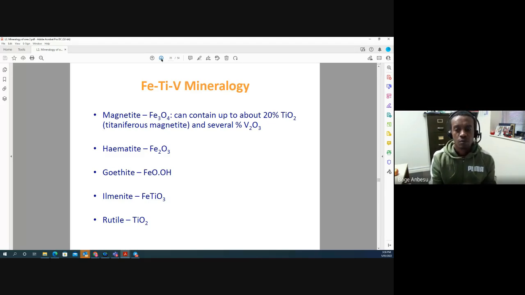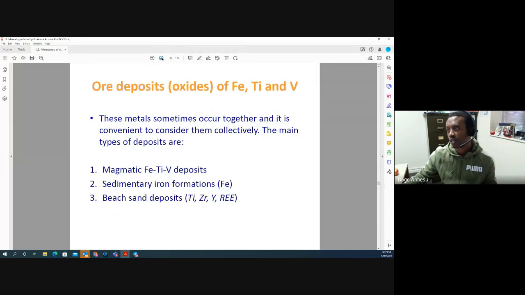For titanium, we have ilmenite and rutile. For chromium, we have chromite. For molybdenum, we have molybdenite, and so on. So there are a number of deposits that we can use as sources for ferrous metals. But because I want to be brief and have you get the main ideas, I will focus mainly on these three deposits here.